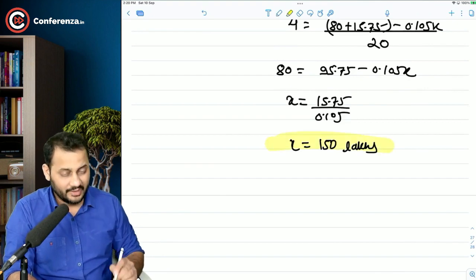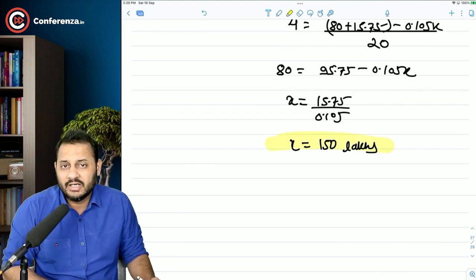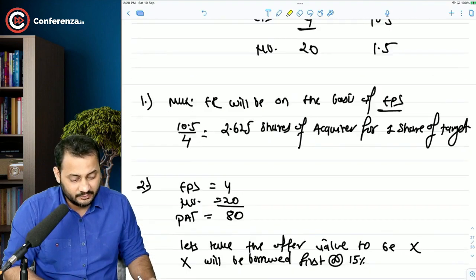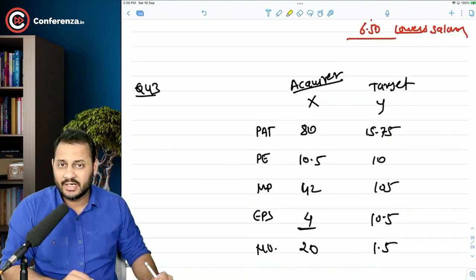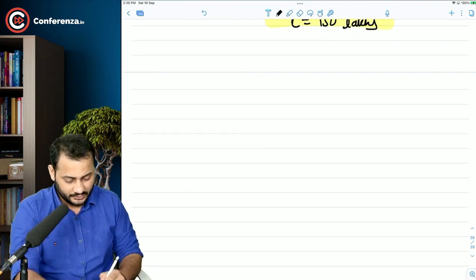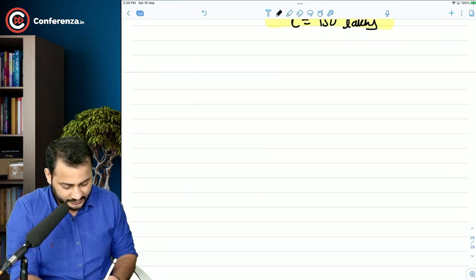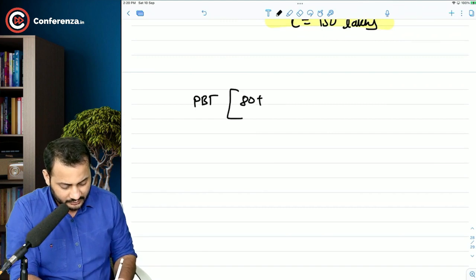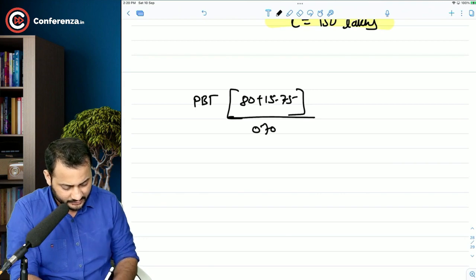We can pay a maximum of 150 lakhs to buy this company. 150 lakhs to buy this company. Now I will show you the calculation. See, what is your profit before tax? Combined firm, 80 plus 15.75 divided by 70%.